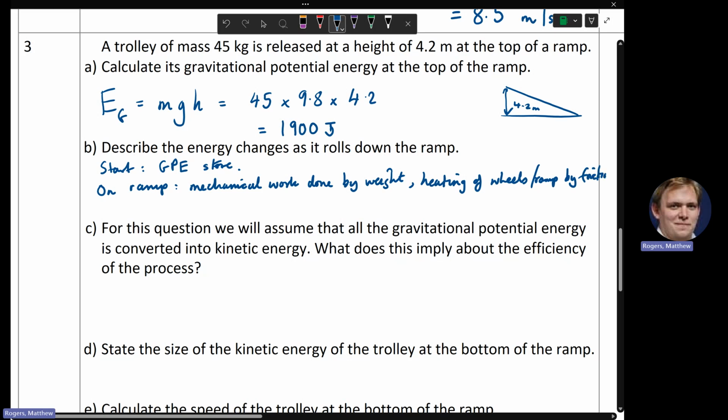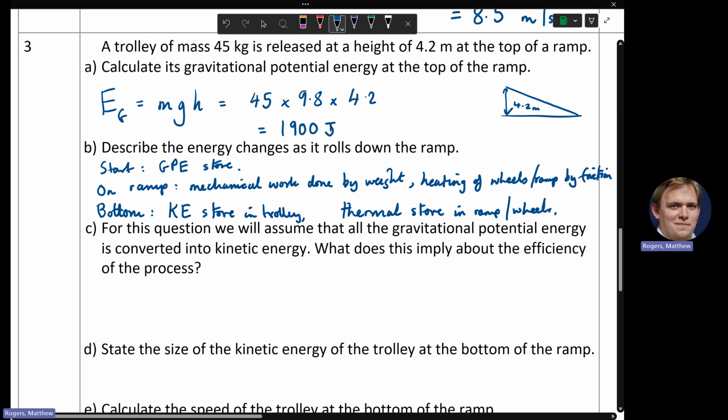So we've got a couple of pathways, and then at the bottom, that will mean we've got lots in the kinetic energy store in the trolley, but we will also probably have some, not very much, but some in the thermal store in the ramp and in the wheels of the trolley as it rolls down.